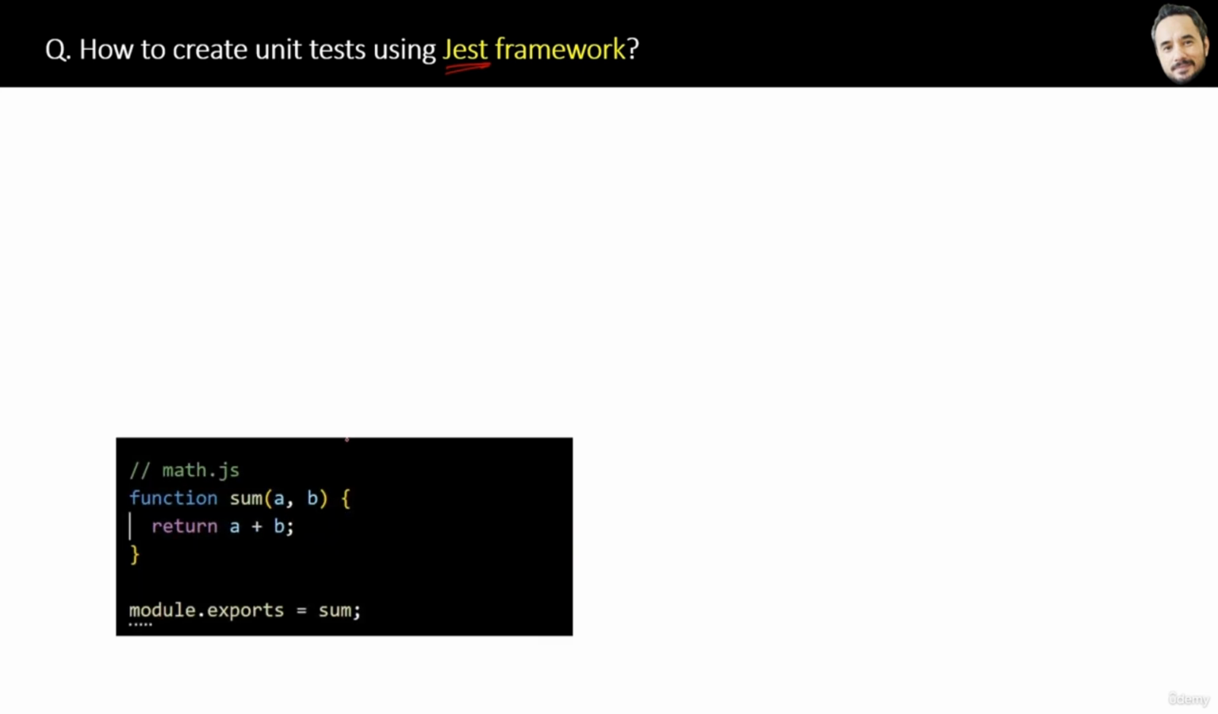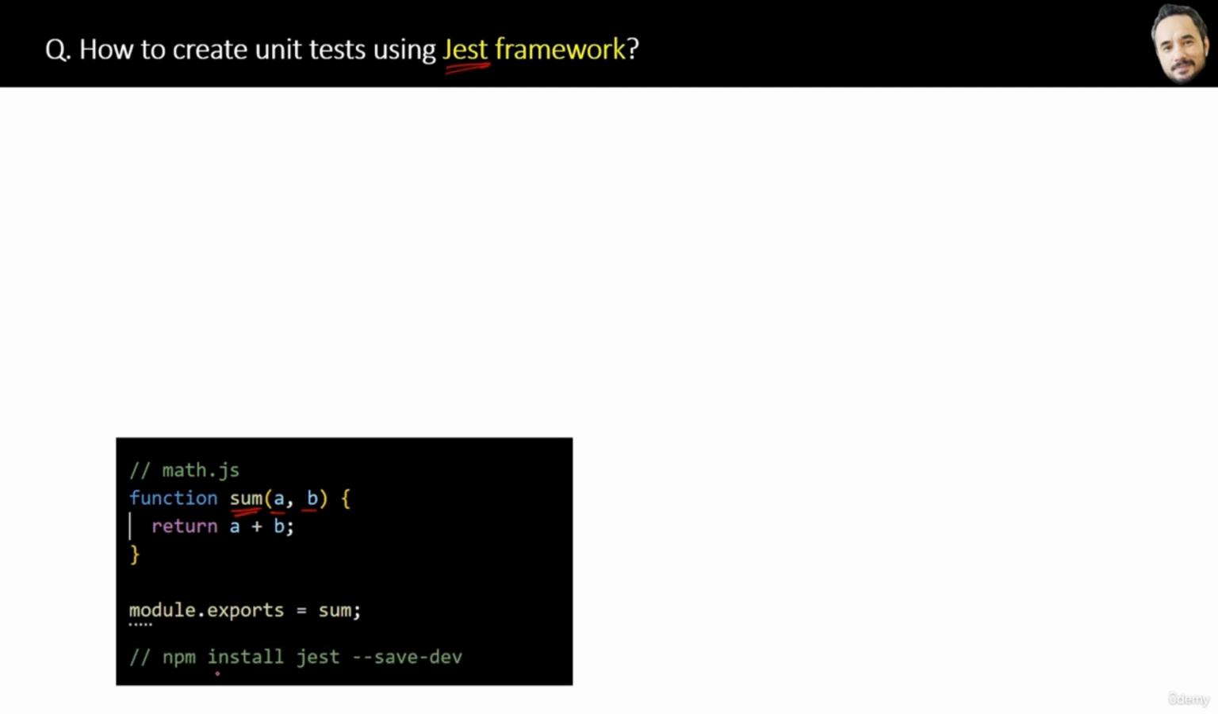Testing the smaller functions or modules of the application, right? That is the objective. Now, for example, suppose you have a function like this that is adding two integers. Now you want to write unit test code which can test this function. So for that, first we will install the Jest testing framework by using this command.